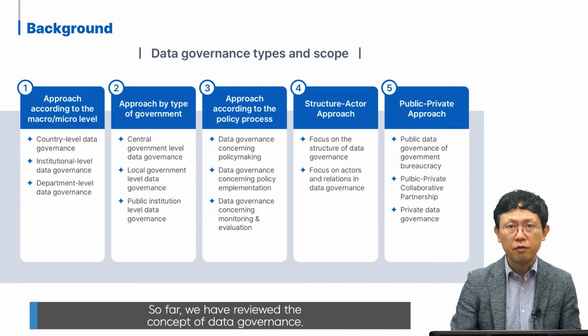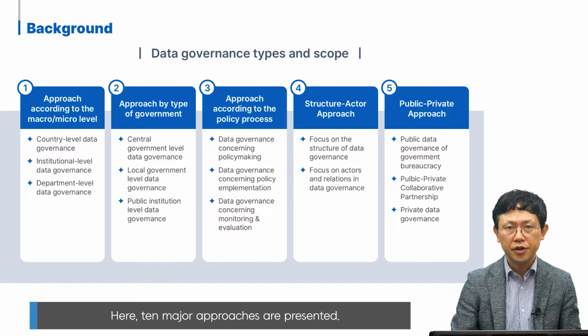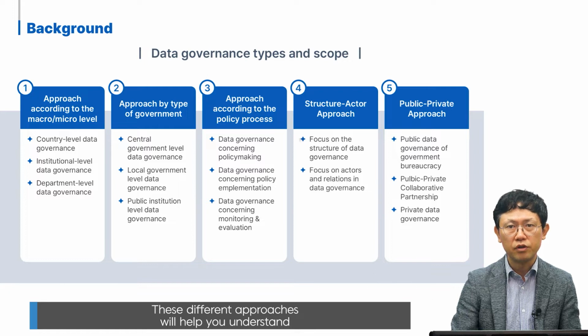So far, we have reviewed the concept of data governance. Now, let's talk about the different types of scopes of data governance. Here, 10 major approaches are presented. These different approaches will help you understand the content and scope of data governance. Data governance types and scopes can be broadly divided into traditional methods and data perspective methods.